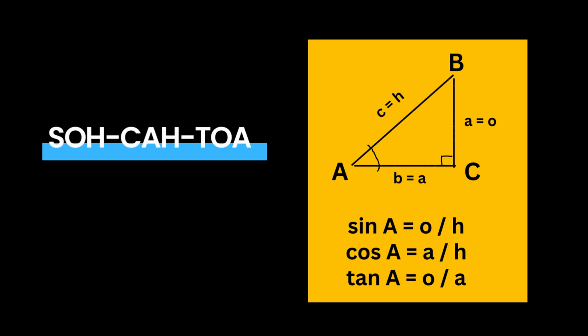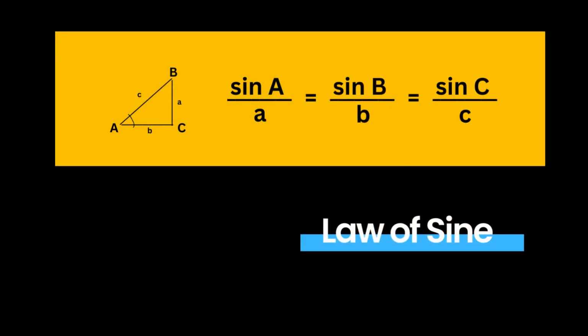Aside from SOH-CAH-TOA, there are other useful equations which are also involved in triangles that are not right triangles, like the obtuse and acute triangles. These 2 universal laws are the law of sine and the law of cosine. The law of sine states that sine A over a is equal to sine B over b and sine C over c. The formula tells us about the relationship between the sides and the angles of a triangle.